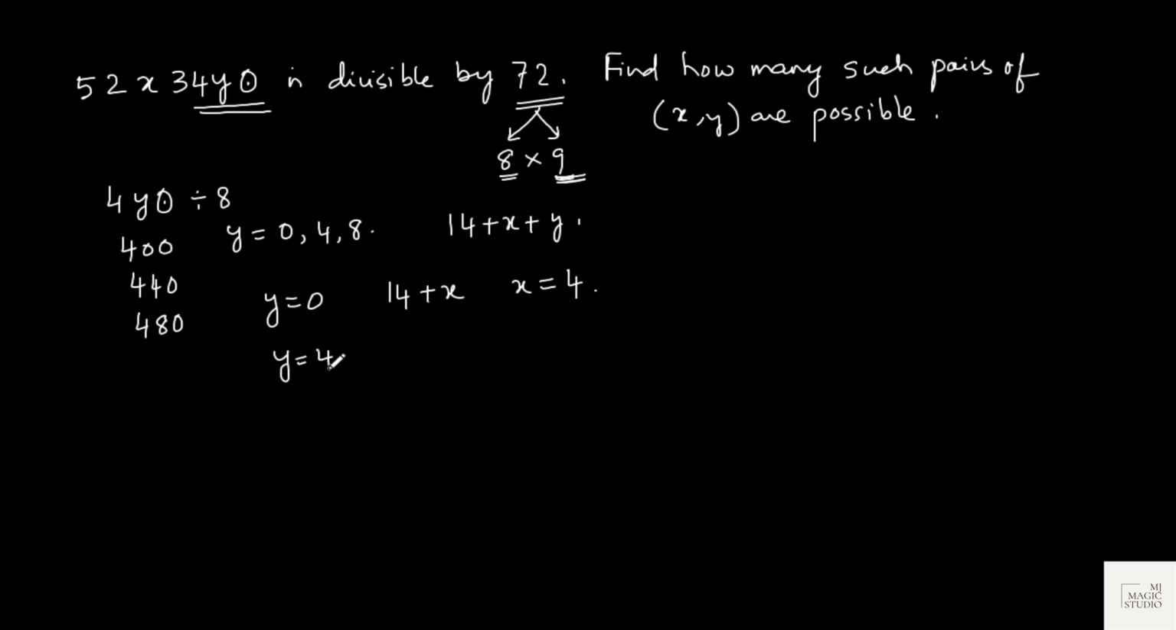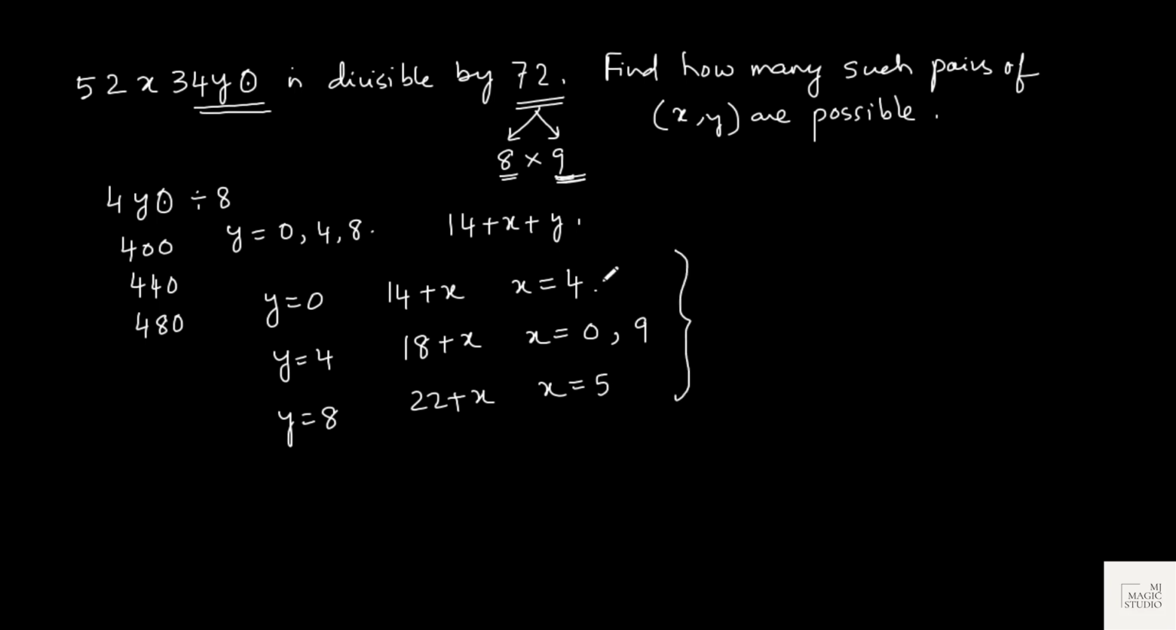Bingo. If y is 4, the sum of digits will be 14 plus 4, that is 18. 18 plus x it will become. That means the value of x can be 0. 18 plus 0 is 18, divisible by 9. And the value of x can also be 9. 18 plus 9 is 27, which is also divisible by 9. So when y is 4, we can have two values of x, that is 0 or 9. Now when y is 8, then 14 plus 8 is 22. 22 plus x, the value of x would be 27 minus 22, which is 5.